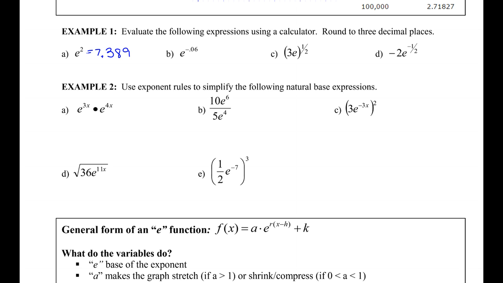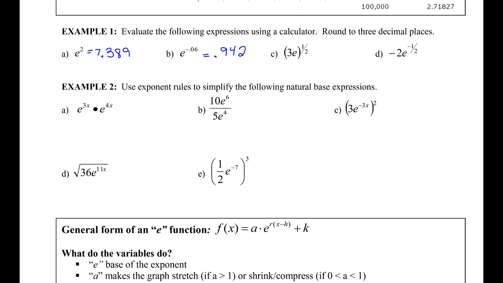If you raise e to a power of negative 0.06, you should be getting a value of 0.942. Try and plug the last 2 values into your calculator on your own. We will check them in class.